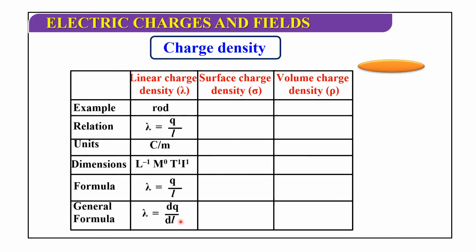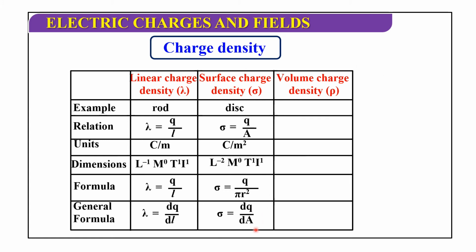Okay, next. Surface charge density. For example, here we are taking a disk. So sigma is equal to q by A, its units are coulomb by meter square, its dimensions are L power minus 2, M0, T1, I1, and its formula is sigma equal to q by pi r square. And the general formula is sigma equal to dq by dA.